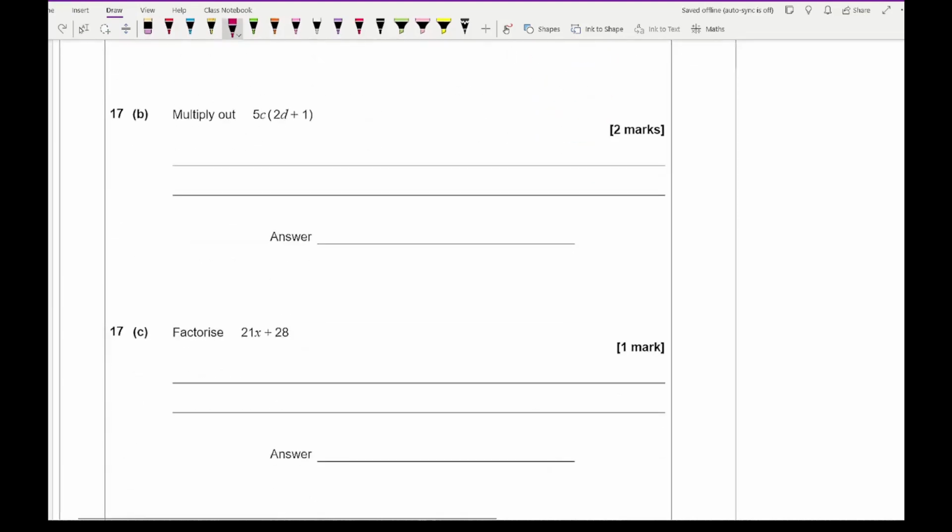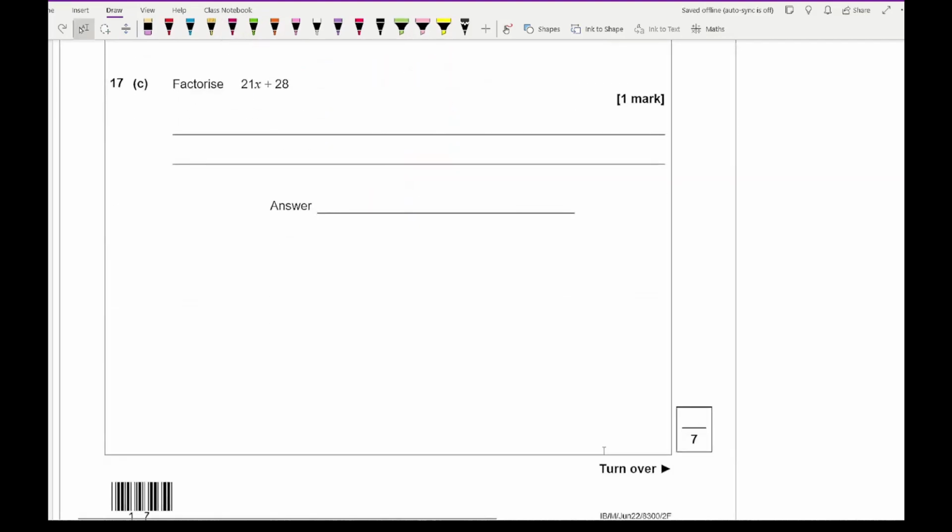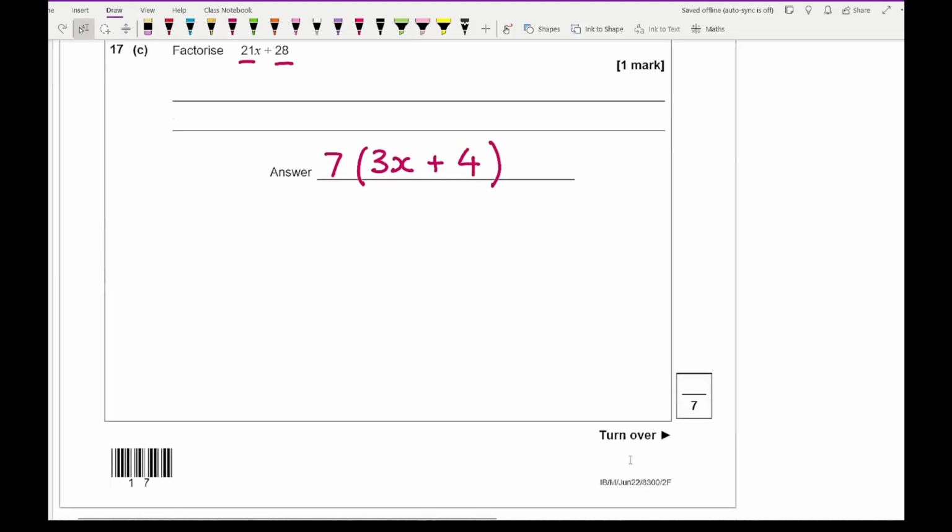Then for question 17b, we want to multiply out. So here we multiply numbers with numbers, letters with letters. So 5 times 2 is 10, c times d is cd, plus, and then 5 times 1 is 5, and I've got a c. For question 17, it says factorise 21x plus 28. Well, the biggest factor of those two numbers is 7. So 7 times what gives you 21? That's going to be 3, so I need 3x, and plus, how many 7s go into 28? Well, that's going to be 4.